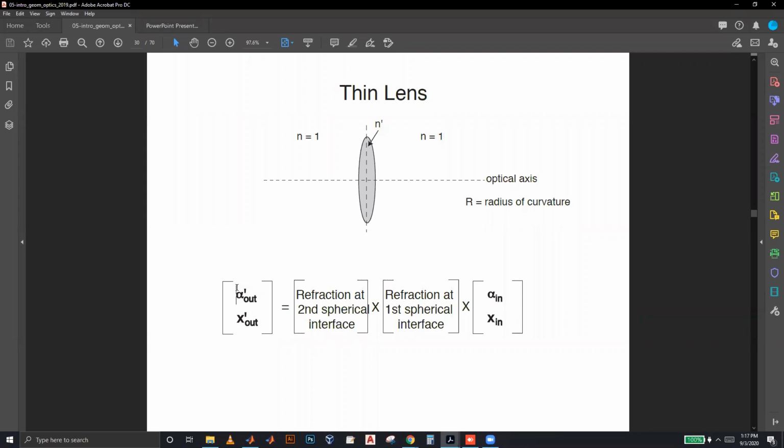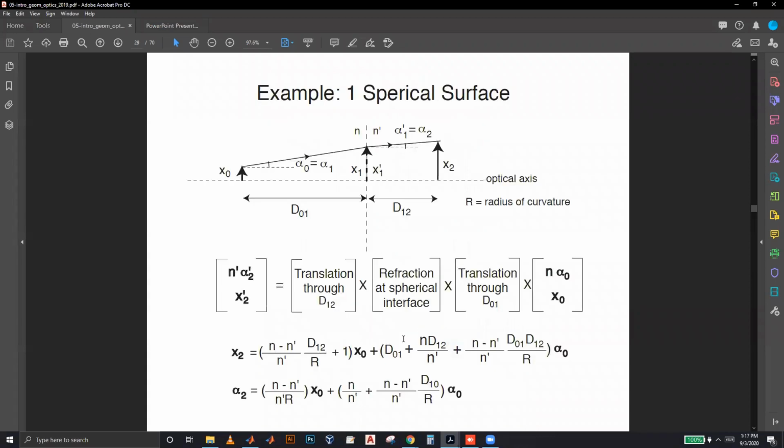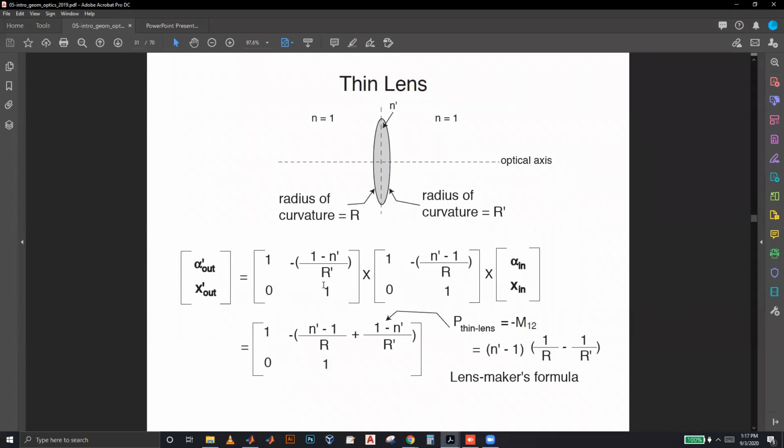So we write our output matrix equals, remember, going from output side to input side, so refraction at the second surface is written first. Refraction at the second spherical interface multiplied by refraction at the first spherical interface times the input matrix. And remember, that's all we have to do. Just write out the matrix equations, then refer back to the slide for the refraction by spherical surface matrix and just plug it in here.